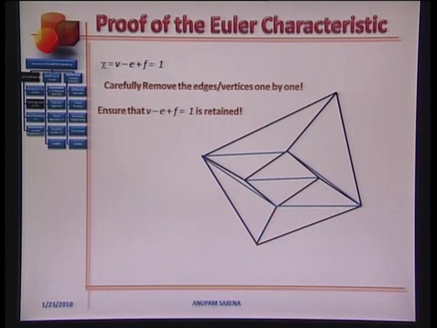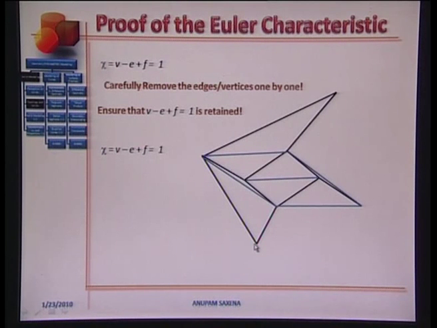The next step now. We carefully remove the edges or vertices one by one. And while doing so, we ensure that V minus E plus F equals 1 is retained. Let's see how. If I let go of this edge, what has happened is there is a decrement in the E value, and the face is also gone. What remains is still a set of triangles. So this removal of edge has not caused any change in this relation. Likewise, if I remove this edge, once again, the chi value remains the same. And I still have a bunch of triangles.